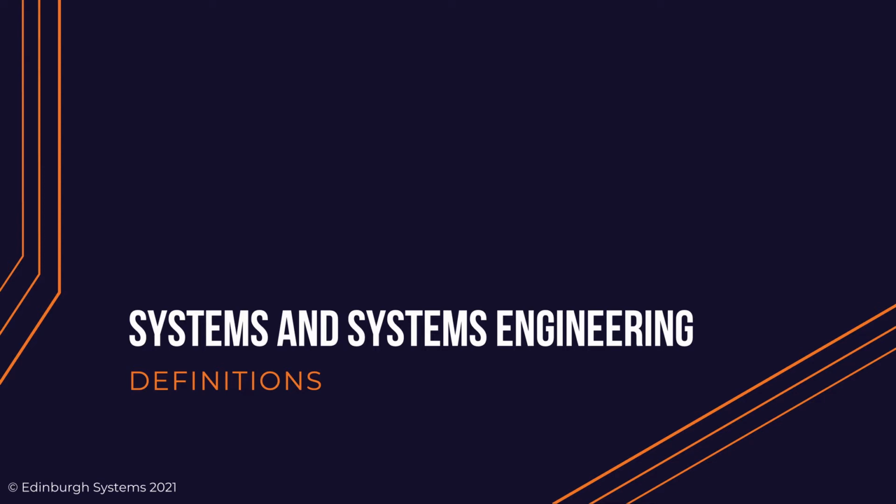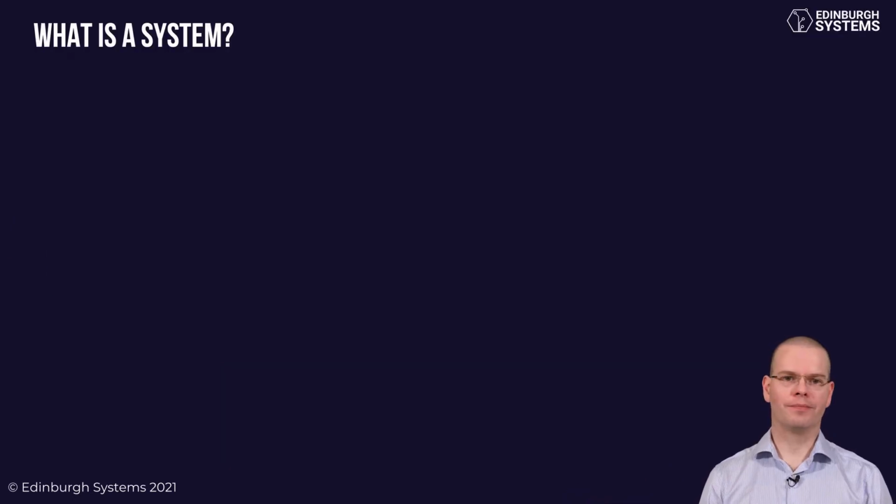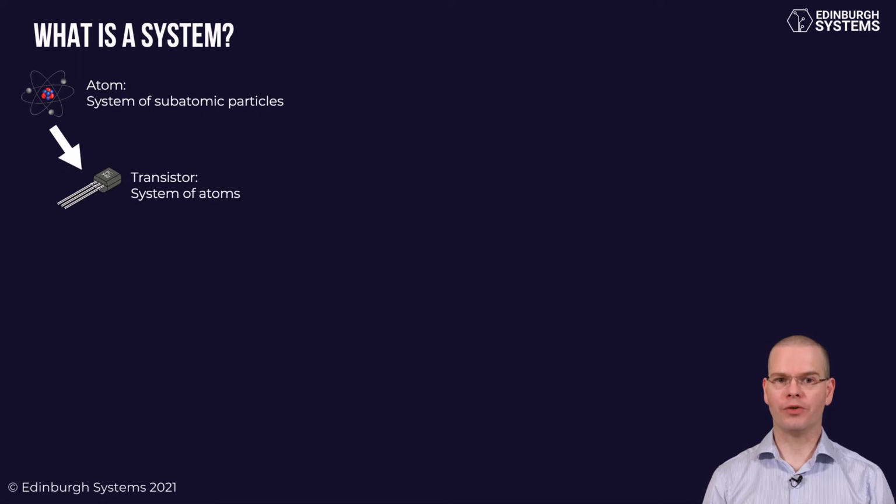So to start with, we're going to talk a little about systems engineering, what it is, and why we need that. So some definitions. What is a system? We can start right at the beginning that an atom is a system of subatomic particles. We don't have much influence over that as systems engineers, but we use those building blocks to build components.